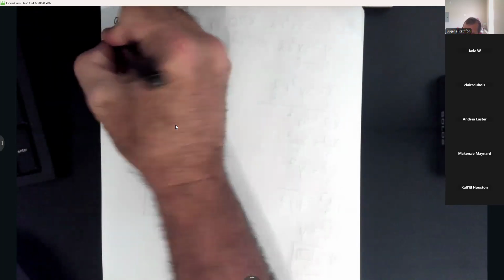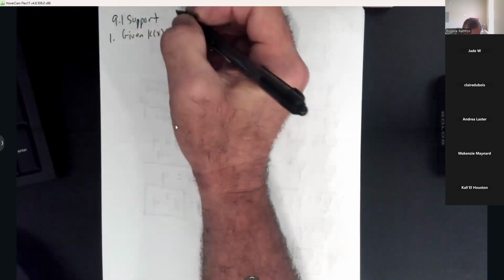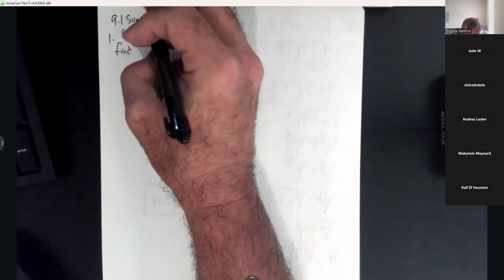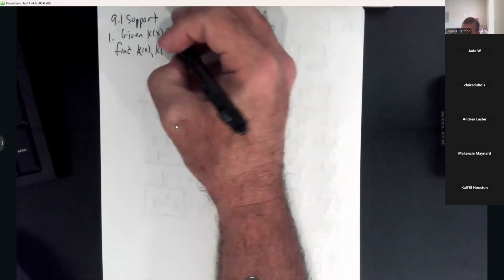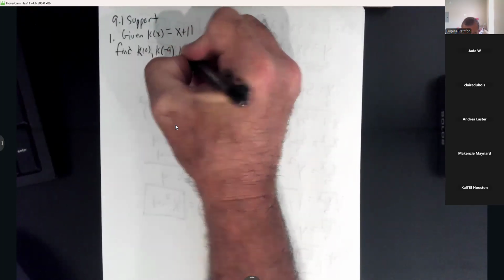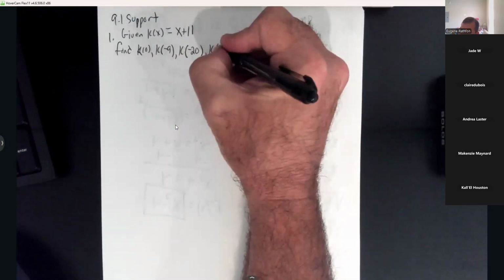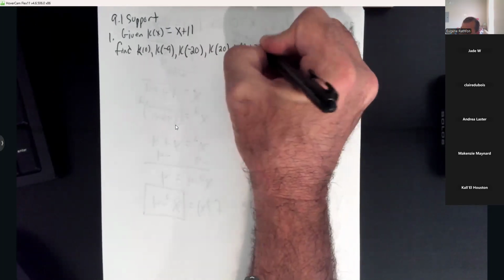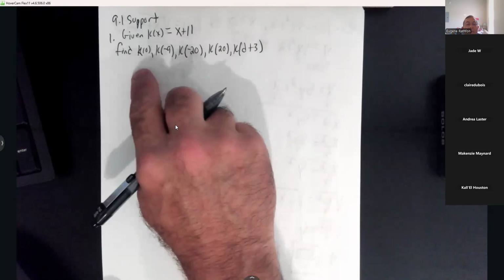So 9-1 support had two problems. The first one, they're giving you k of x equals x plus 11. They want me to find k of 0, k of negative 9, k of negative 20, k of 20, and then k of d plus 3. So they gave me the function k of x, and they're just wanting me to find these 5 values.